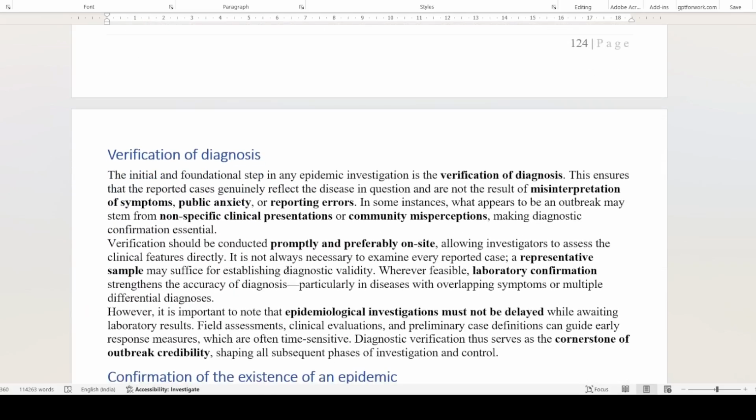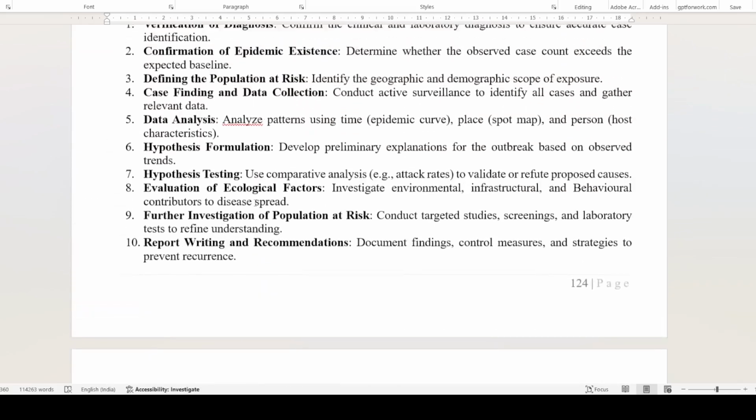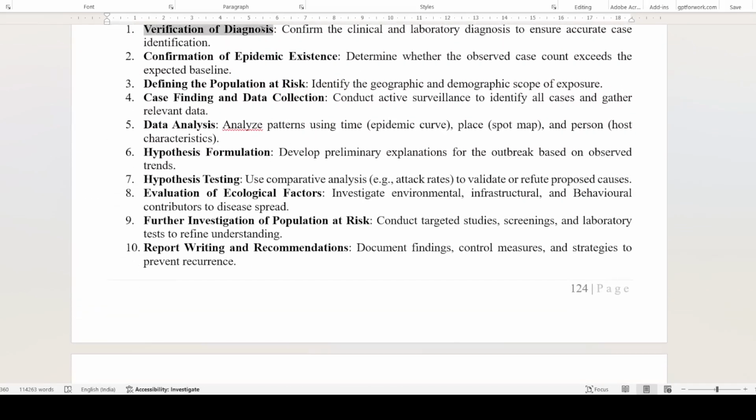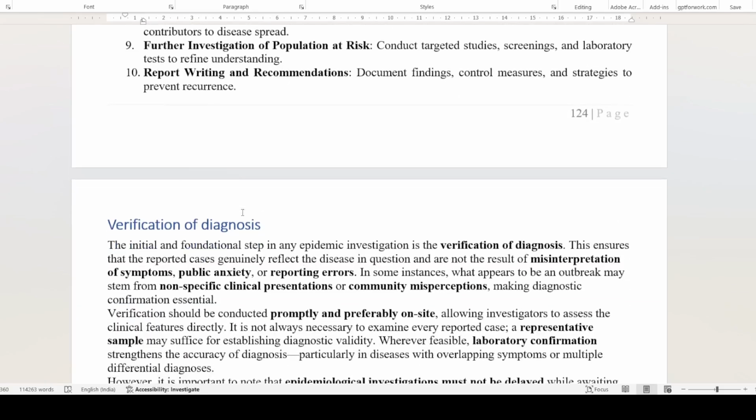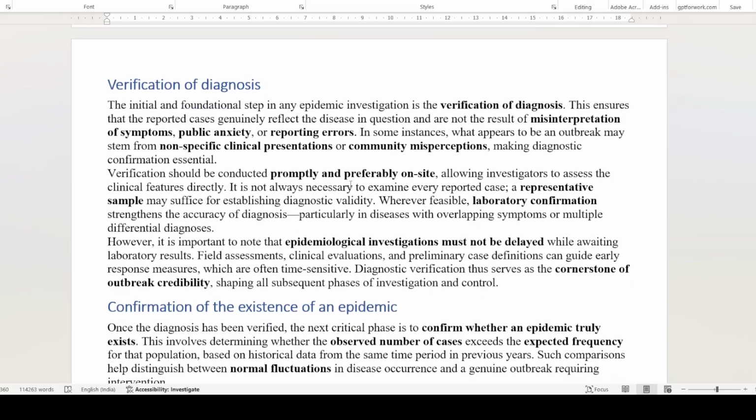In this chapter we describe these one by one and how they are done. Number one is verification of diagnosis, the initial and foundational step. Here we ensure that the reported cases genuinely reflect the disease, and are not the result of misinterpretation of symptoms, public anxiety, or reporting errors. We verify the diagnosis by lab investigations.